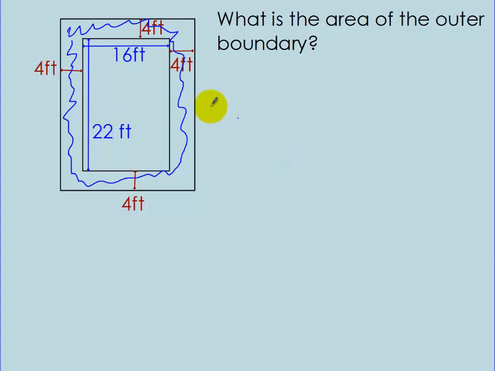Well, we have a rectangle inside a rectangle. So what we're going to do is figure out the area of the overall big rectangle and then take out the rectangle inside. And that's our area. So looking at the dimensions right here, for this big rectangle, I know this length is 16. Let's clear all this mess.